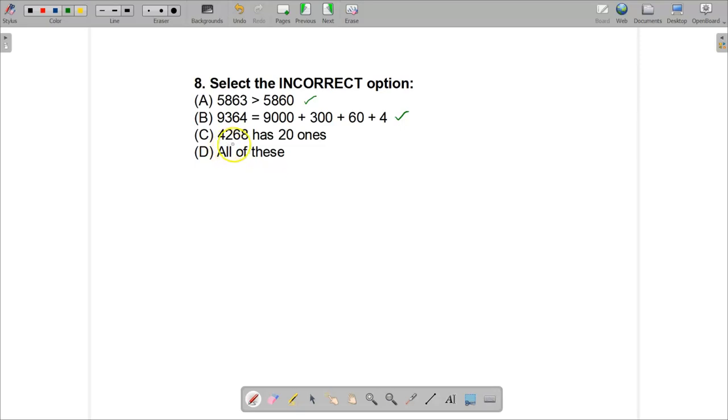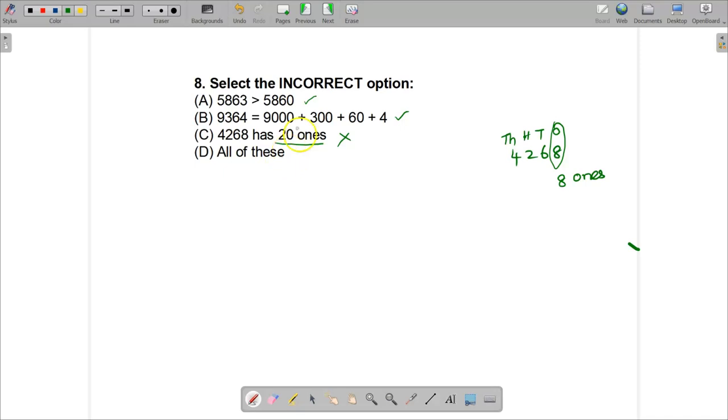Then, 4268 has 20 ones. Whether this number is having 20 ones or not. So 4268. How many ones are they asking? We have ones, tens, hundreds and thousands. Here they are saying that it is 20 ones, but actually in the number how many ones are there? Only 8 ones are there. So this one is wrong because we have only 8 ones.